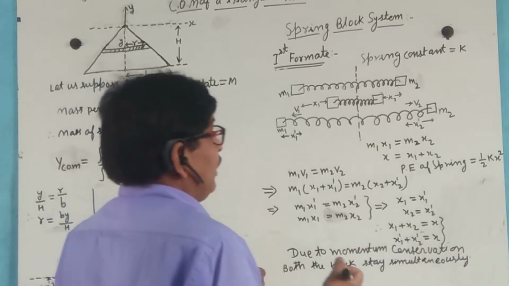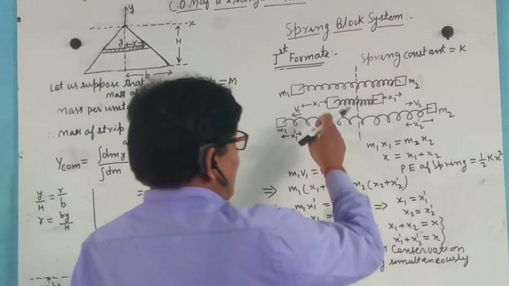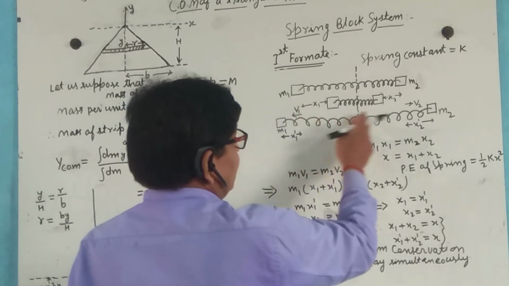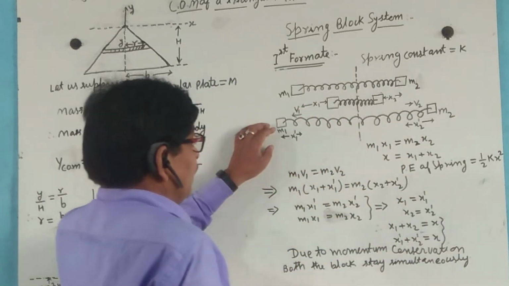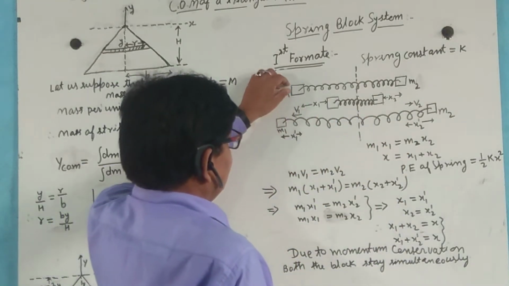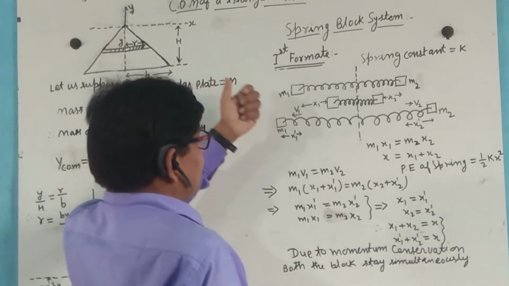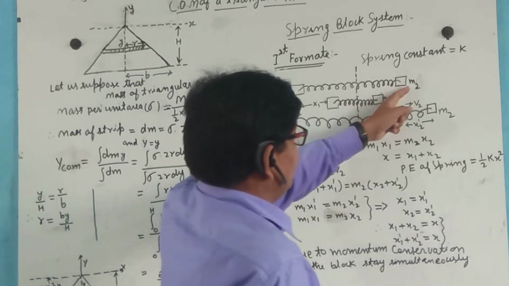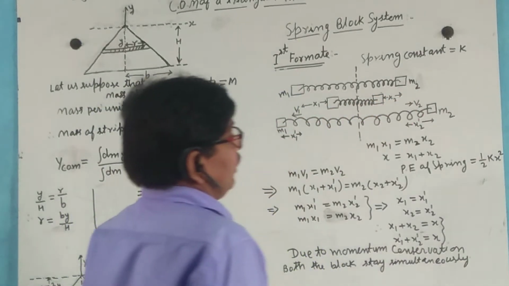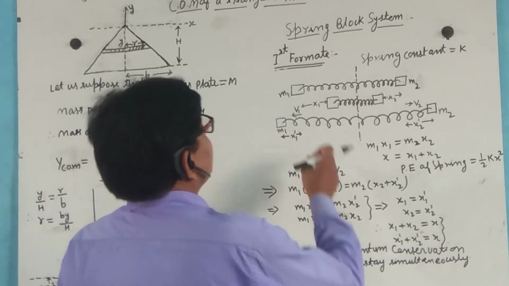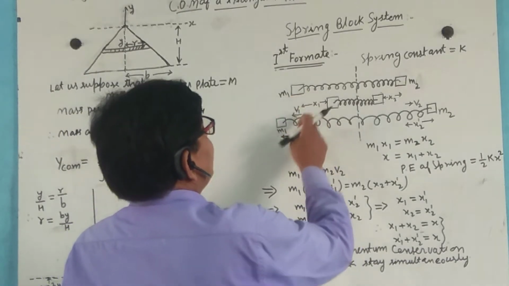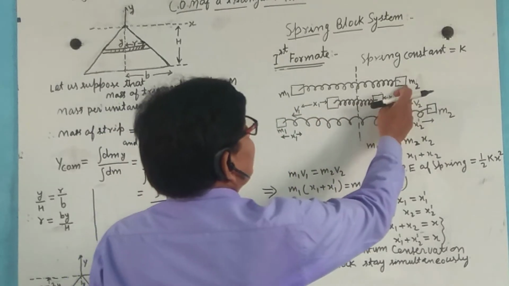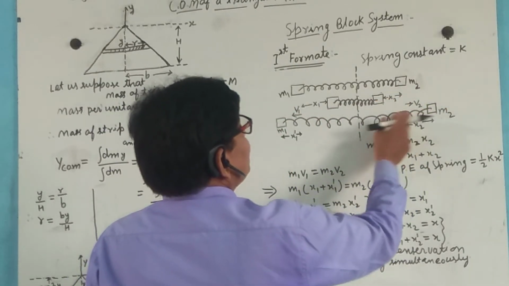We apply a force to the mass, so that the velocity of this block is v1 and this is v2. We stretch the spring with mass m1 here and mass m2, and let it go, so that it vibrates from this position to this position.